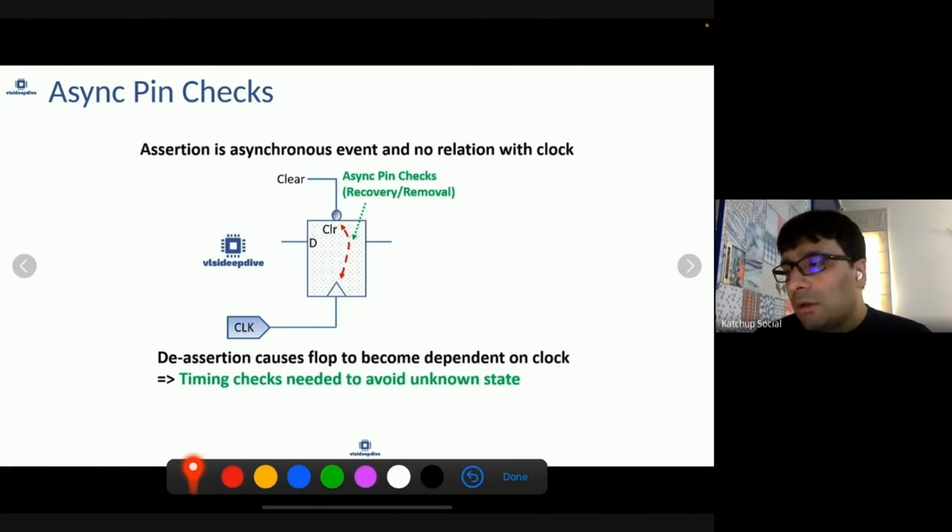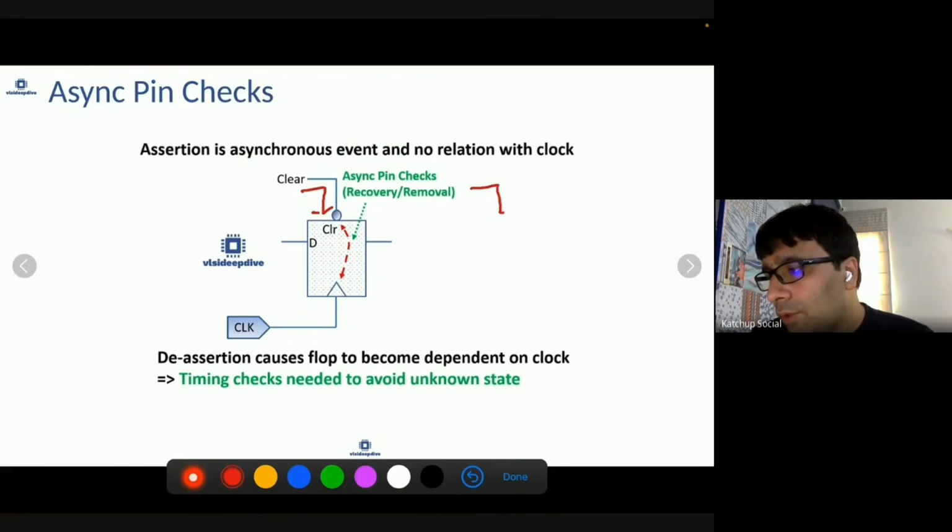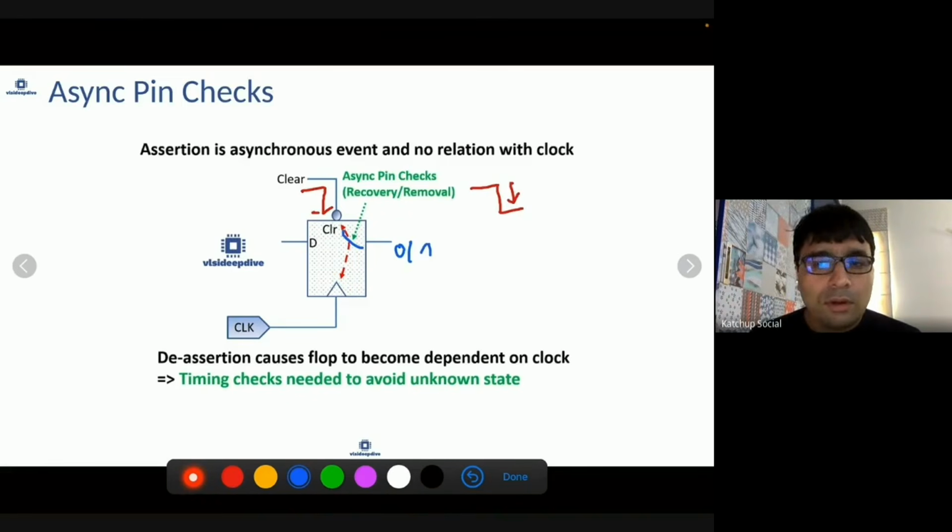Taking the clear pin, assertion of the clear is an asynchronous event. It has no relationship with the clock. So basically, when you cause this clear to go from 1 to 0, this is known as assertion of clear or assertion of reset. It has no relationship with the clock. Instantaneously or with some delay, you will have the output changing to 0 or 1 as per the reset value, independent of the clock.